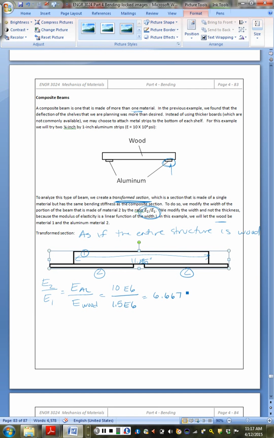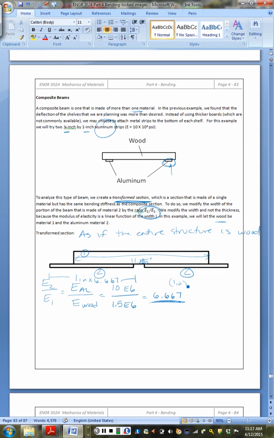So if we were going to use 1/4 inch by 1 inch aluminum strips, we need to do the math as if this is 1 inch times a 6.67 ratio. And also the second one would be 1 inch times a 6.67 ratio. 6.67 is the width. The thickness is still the 1/4 inch of the actual structure that we'll end up using. And so those are our transformed dimensions.